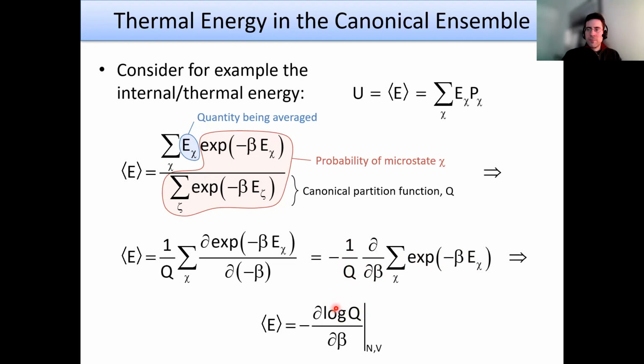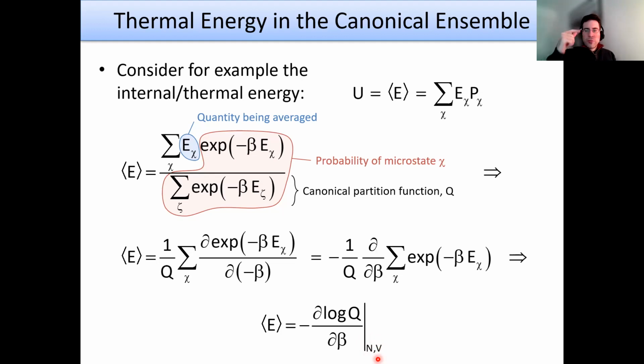Remember the logarithmic derivative: d log Q would be 1 over Q times the derivative of Q, whatever we had in the argument of the logarithm. So you can use equivalently this expression, or minus 1 over Q, dQ d beta, same thing. Of course, keeping the number of molecules and volume the same.